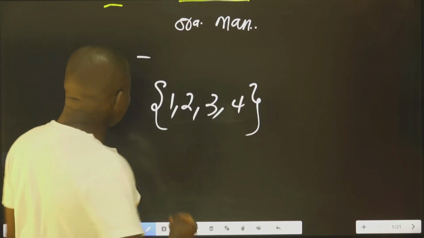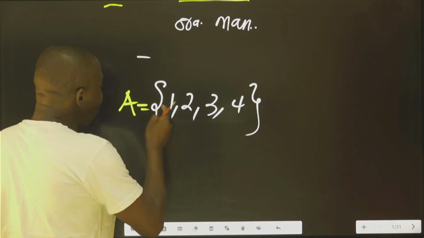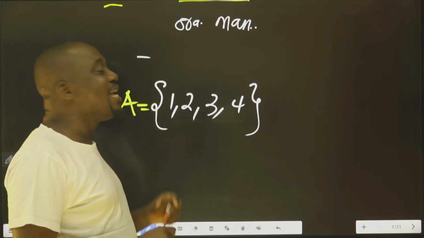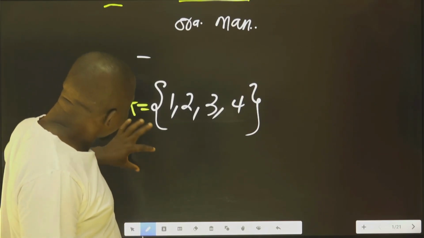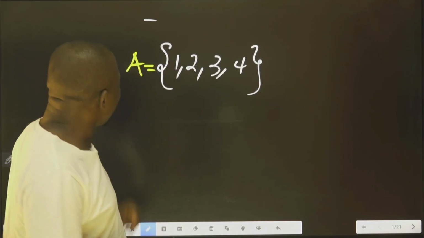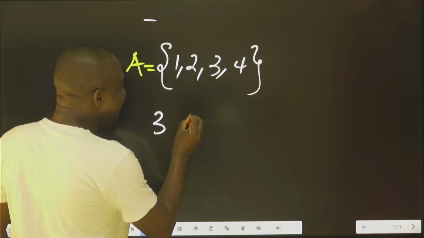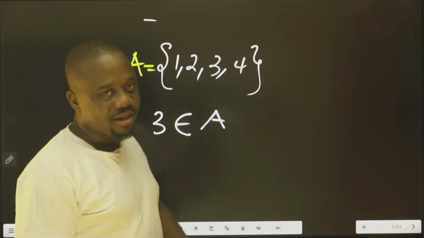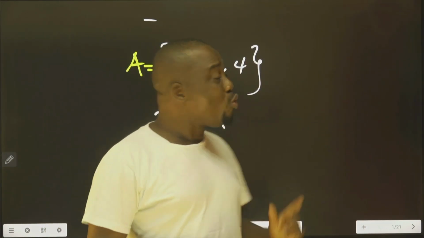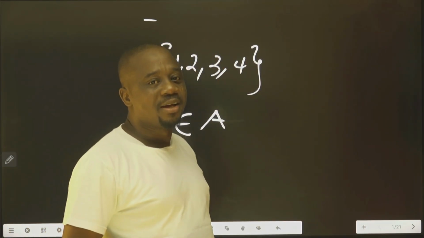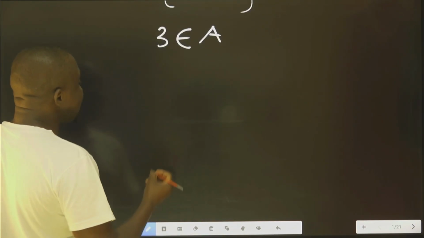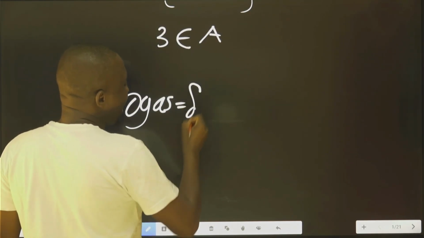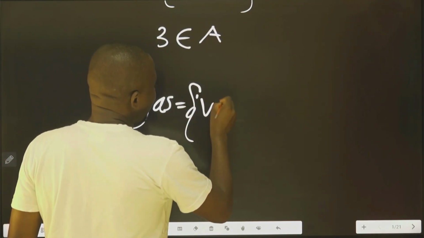I can say, for instance, A is equal to this. So A is a set. These are the elements of A. For instance, I want to write 3 as an element of A. I will say 3 is an element of A. That is, you are a child of A. You are a daughter of A. You belong to the family of A. Say, for instance, this is the August family. We have Vic in the family.